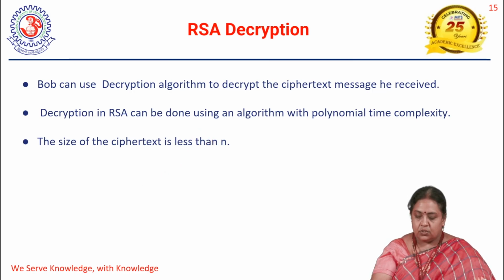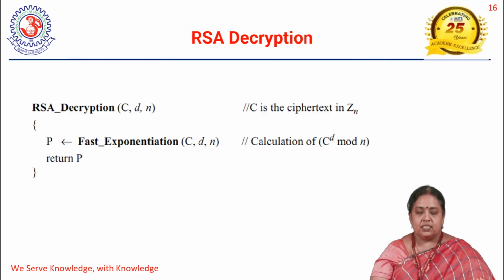So we see the decryption algorithm. In the decryption algorithm also, we are going to make use of fast exponentiation. What are the parameters for this? One is D and N. D is the private key and N is the modulus. C is the ciphertext. By calculating P equal to C power D mod N, using fast exponentiation, it receives the ciphertext and returns the plain text. That is the decryption algorithm.